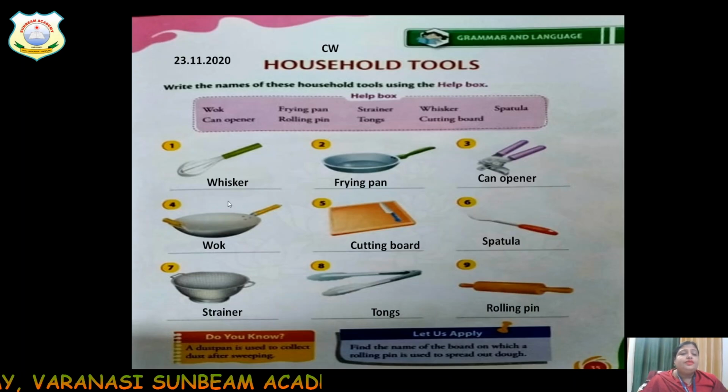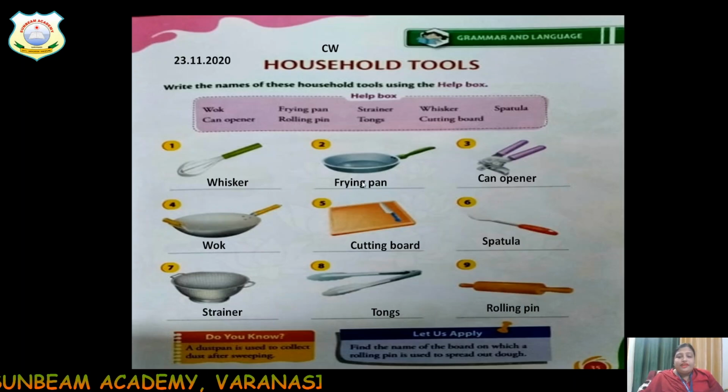Now, once again, let's revise the names of all these household tools. First you have to write date and classwork. First tool is whisker, frying pan, can opener, wok, cutting board, spatula, strainer, tongs, and rolling pin.